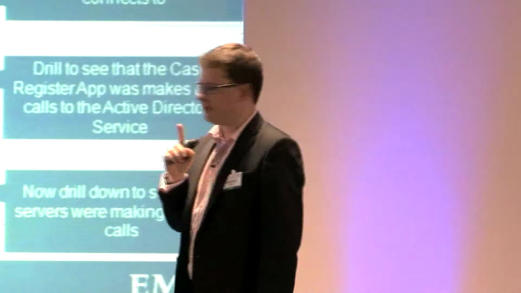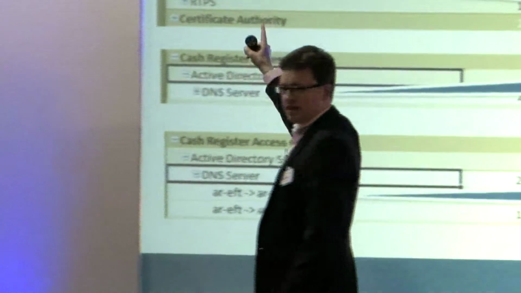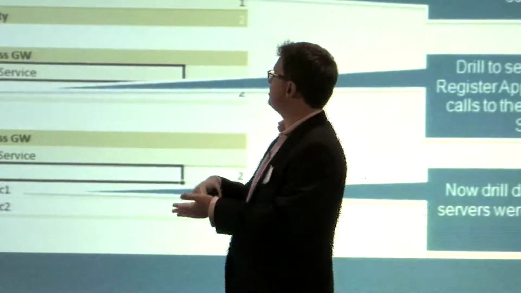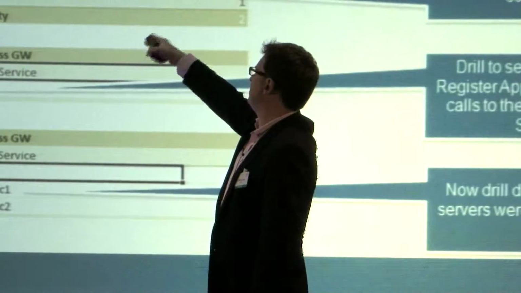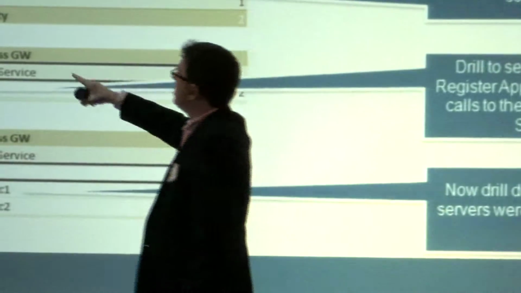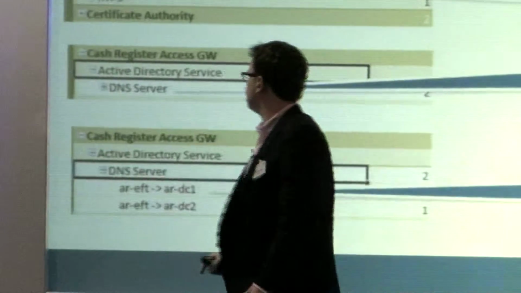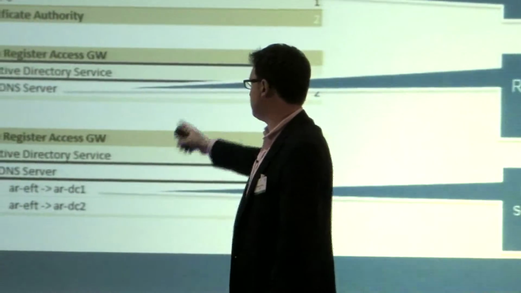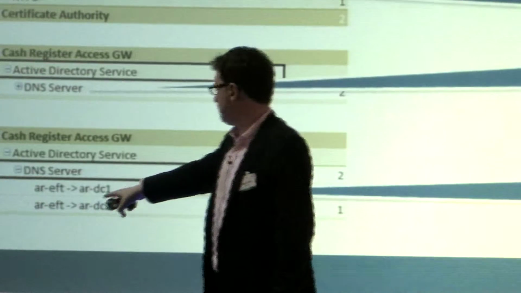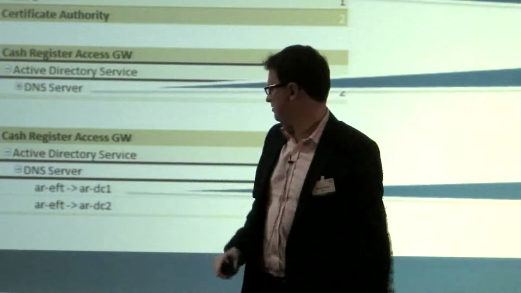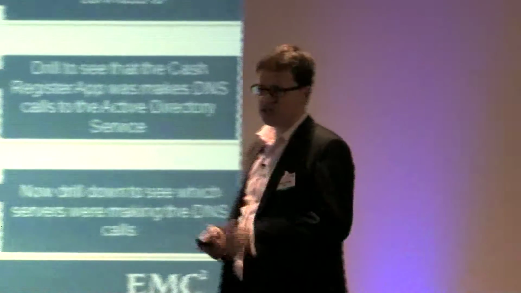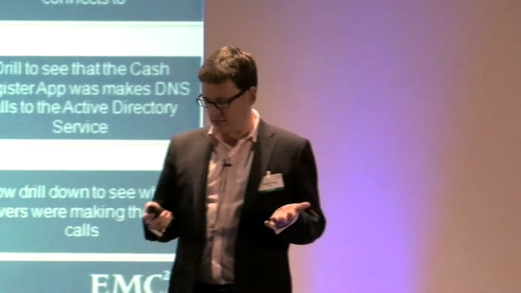But then the solution takes it to the next level and actually refers to the groups of systems in language that you understand. So you don't really want to know that you've got Oracle 9i running somewhere. You actually want to know that it's the cache register access gateway system. And that system happens to talk to the Active Directory service. And why is it talking to the Active Directory service? Because it's doing a DNS lookup. And what are the servers involved in that? Well, we've got the Argentina electronic funds transfer server talking to data domain controller number 1. So imagine if you had this data in your environment, would that be of any use to you?